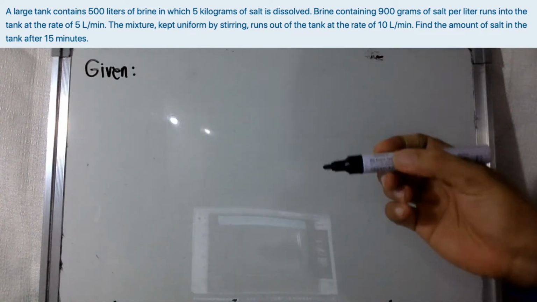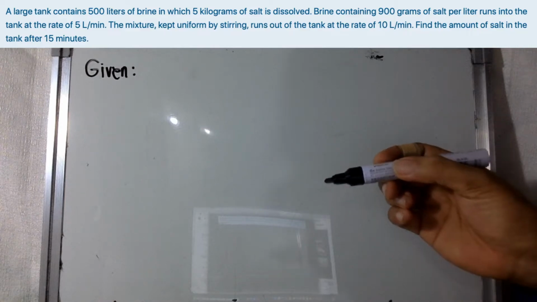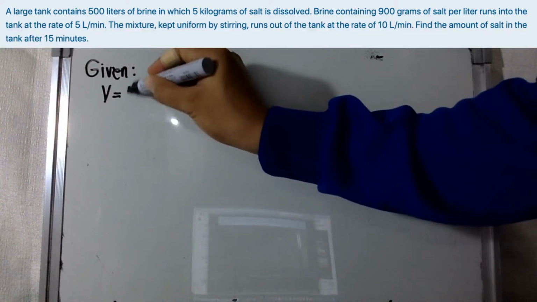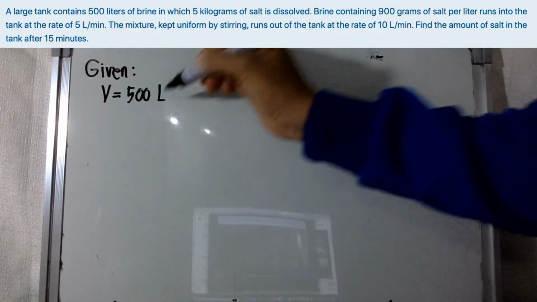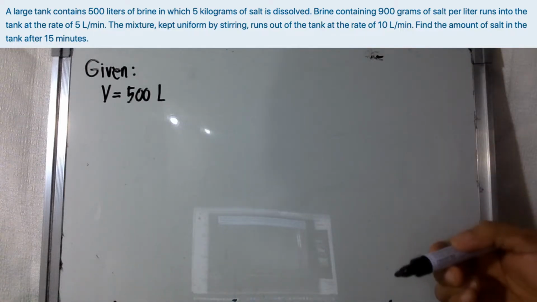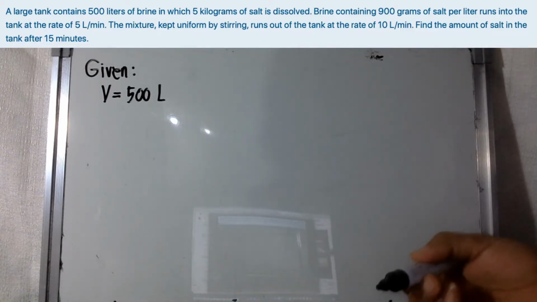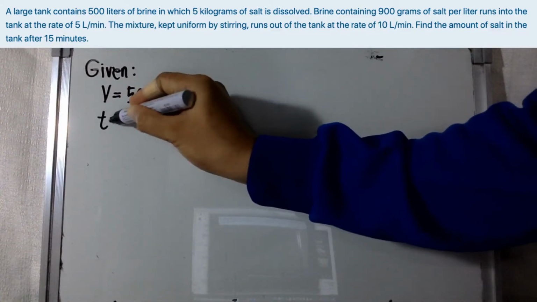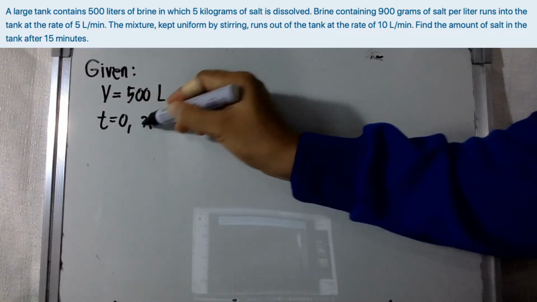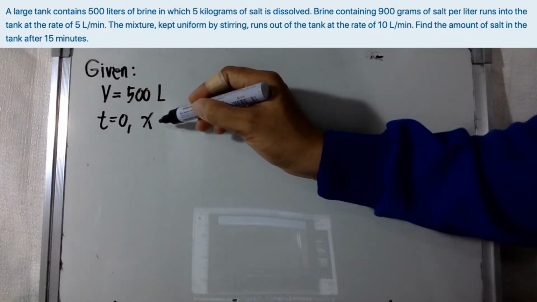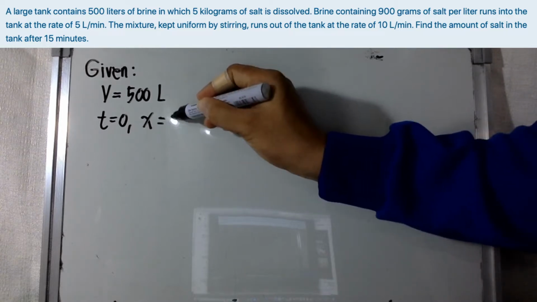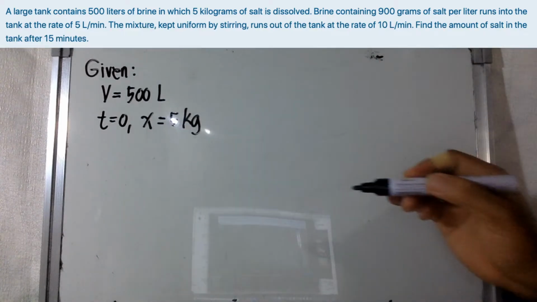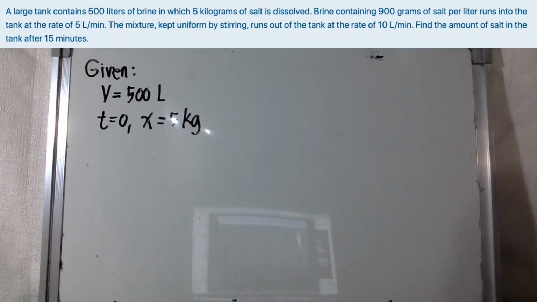Now we have here 500 liters of brine inside the tank. So that is the volume of the solution inside the tank, 500 liters. It says that the solution contains 5 kilograms of salt. So it means that initially at time equal to 0, we let x be the amount of salt. So x is equal to 5 kilograms. This 5 kilograms of salt is dissolved inside the tank initially.